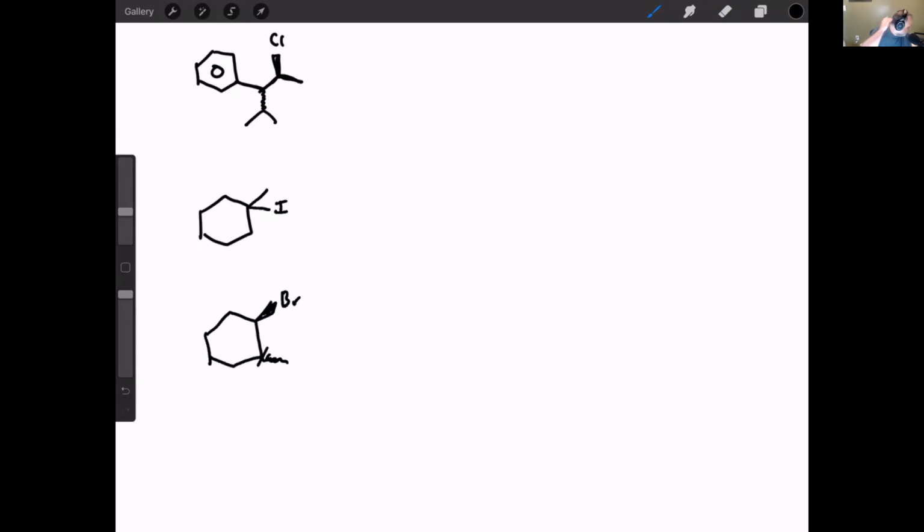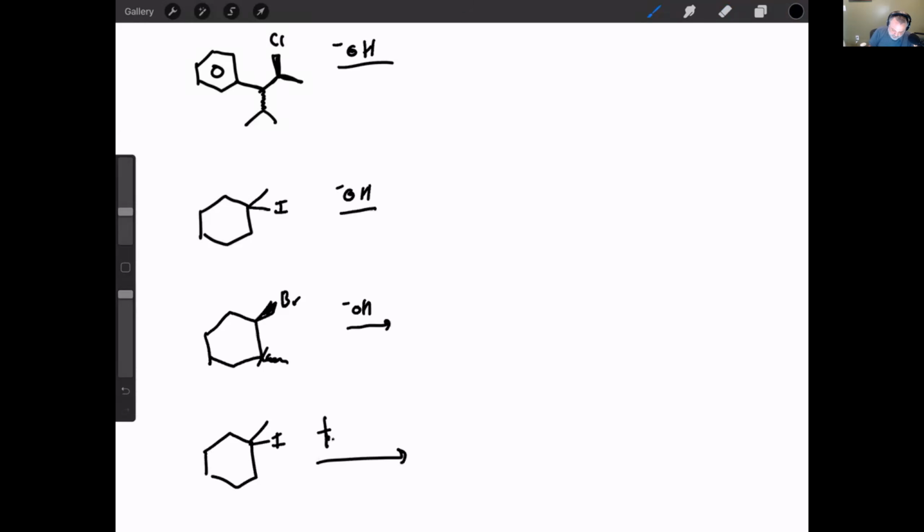And let's use small bases for all of them. But let's repeat one of them, and let's use a big base. Okay, and so let's think about these four problems and what we're going to do. What I want to do is predict both the major and the minor elimination products.